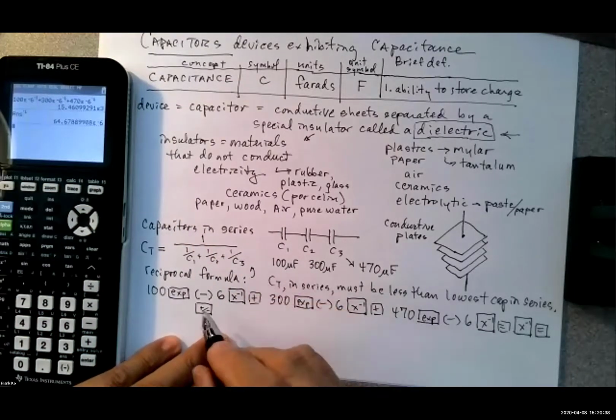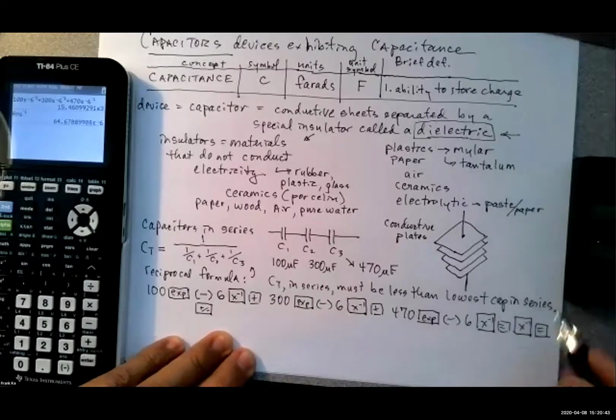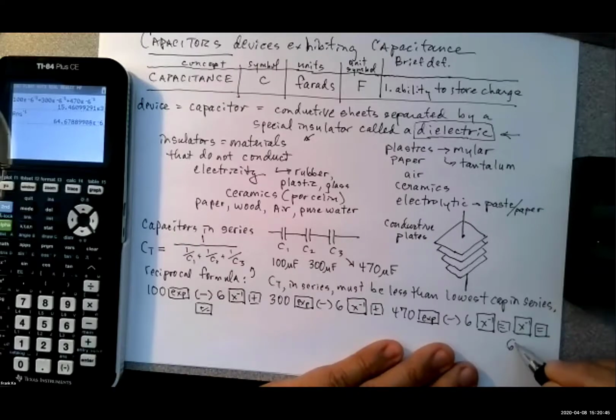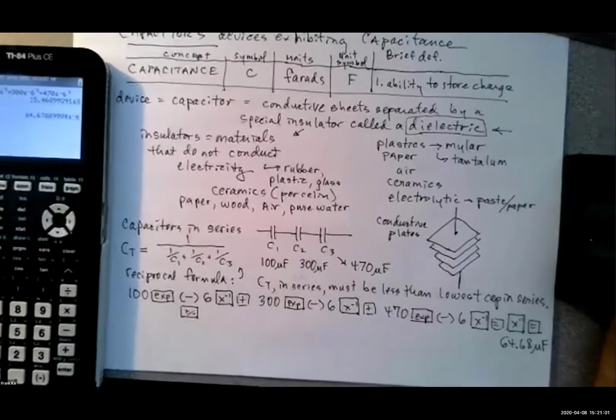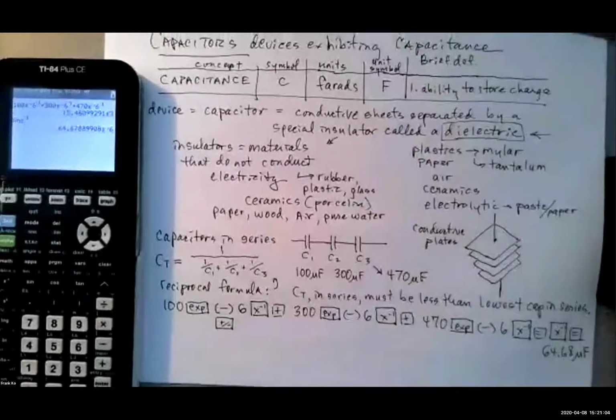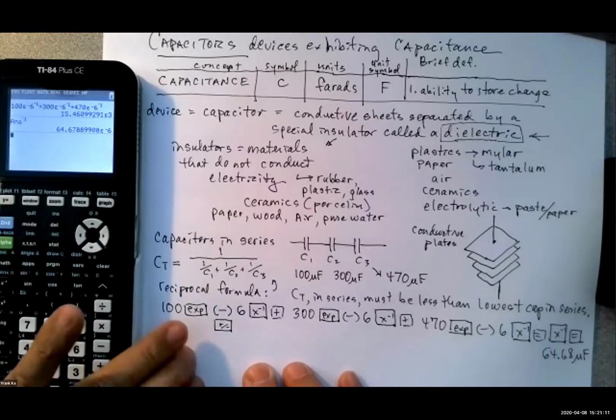So yes, if I go to do all of this, I will end up with, this is going to be equal to 64.68, looks like. 68 micro and capital F for farads, okay? So are we in agreement with respect to that value? So far, so good? Good. That's how you reconcile capacitors that are in series.